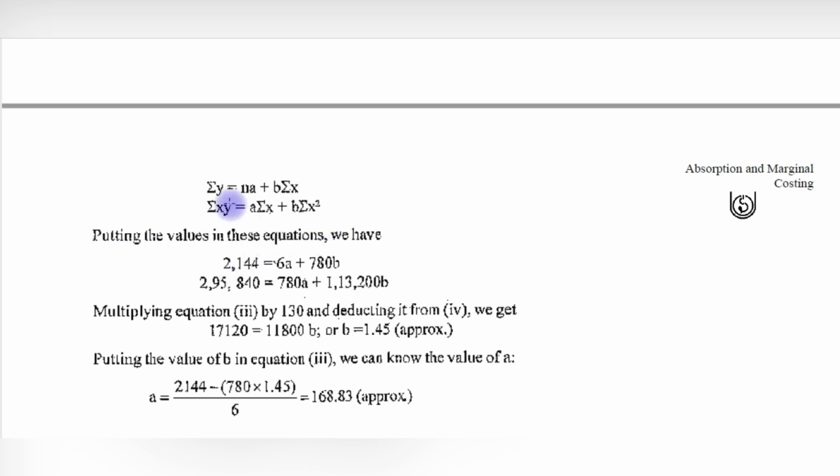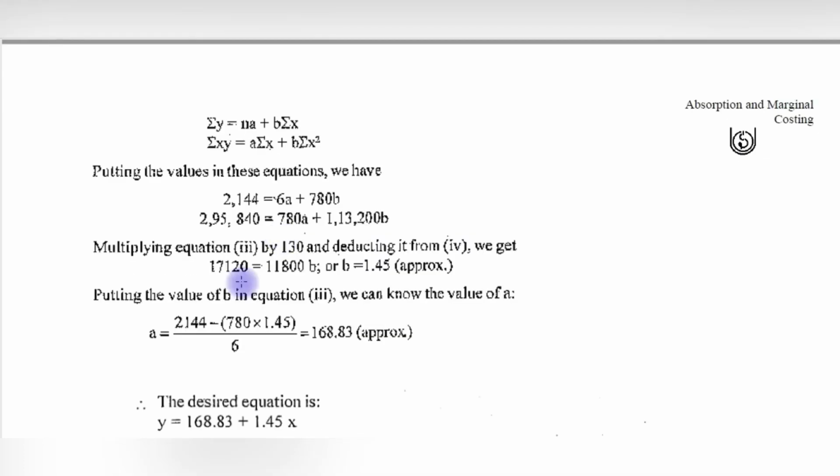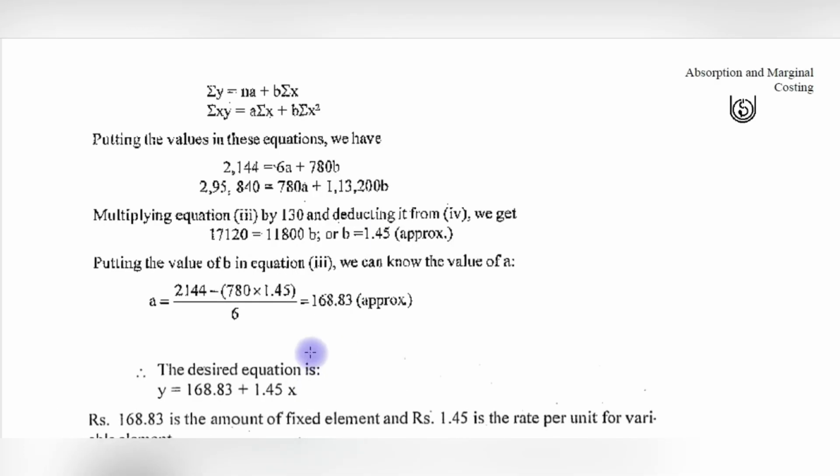Putting the values in these equations, we will get sigma y equals, n means 6 different points are there, 6a plus b sigma x, where sigma x is 780, and sigma xy is this total. The second equation is sigma x total, 780, multiplied by a, plus b sigma x square. From this, you multiply the above equation by 130 and subtract from the second equation and first equation. Then we will get the value of b. b equals 1.45, and substitute the b value here. We will get the a value. The a value will be 168.83. Like this, we will get the a and b values.